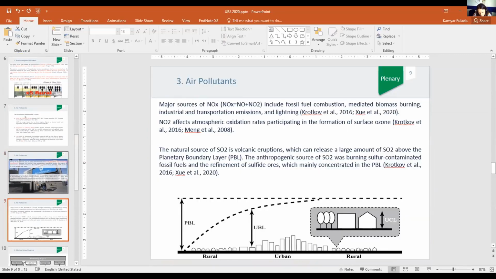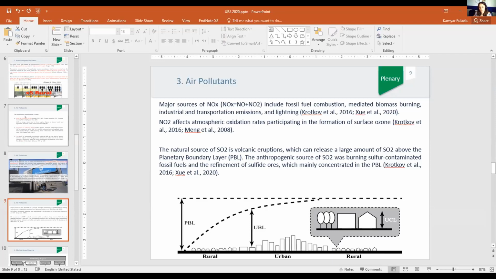The major sources of nitrogen oxide include fossil fuel combustion, biomass burning, industry, and transportation emissions, also lightning. Nitrogen dioxide affects the atmospheric oxidation rate and participates in the formation of surface ozone.